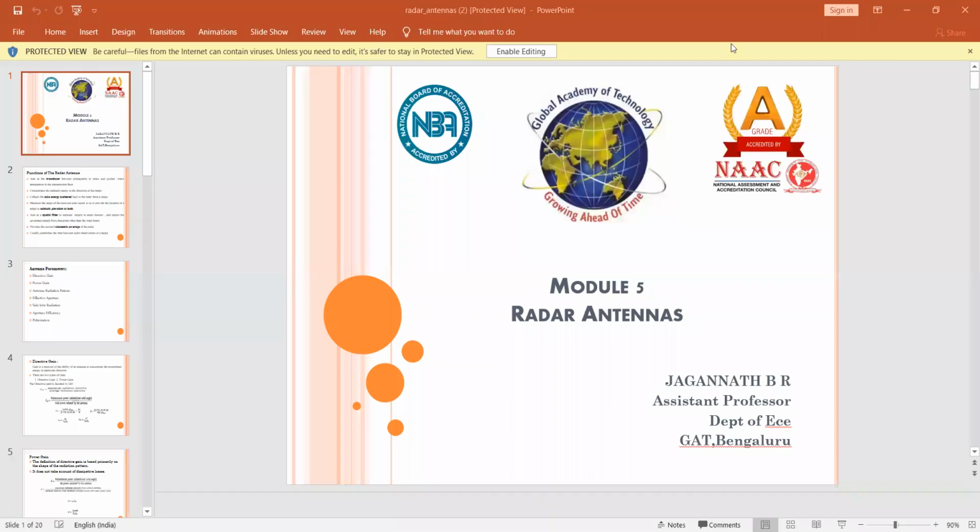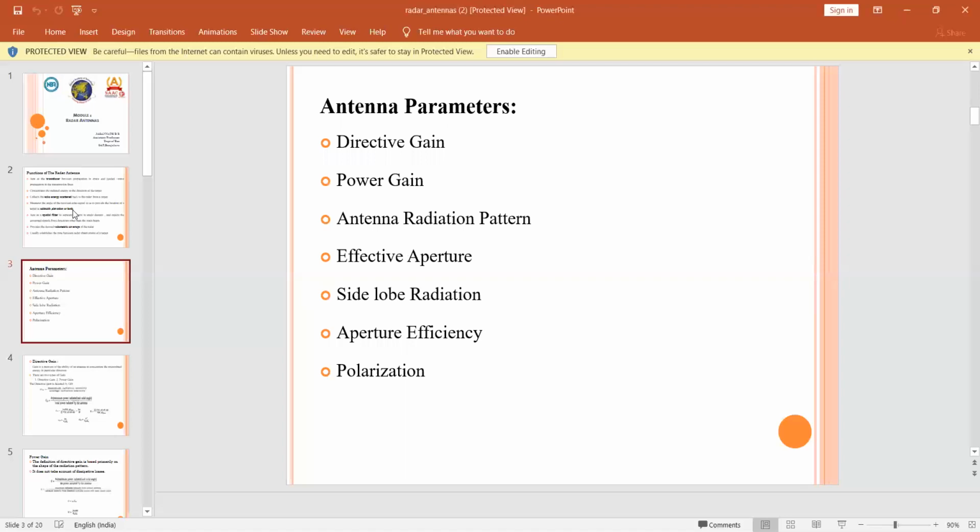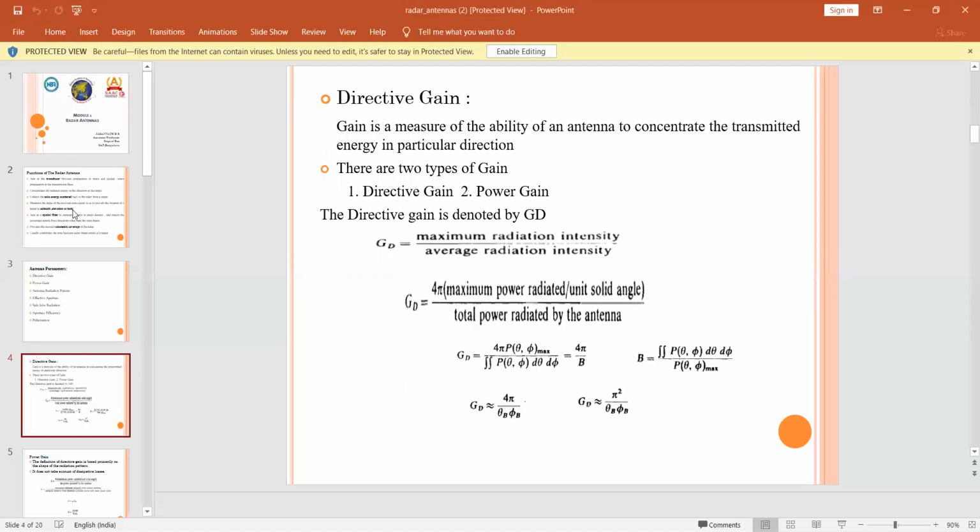In the previous class, we had discussed the fundamentals of radar antenna, the major requirements of antenna, the functions of antenna, why the antennas are used as a transducer or to measure the azimuth angle and elevation angle, and those things. The functions of antenna were extensively discussed, and then the parameters of antennas were discussed.